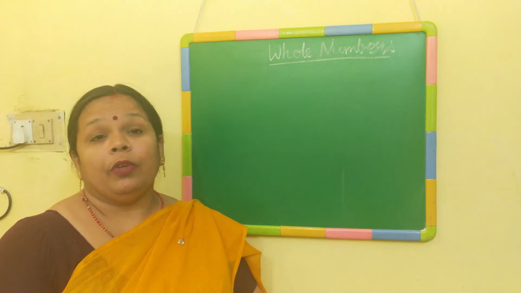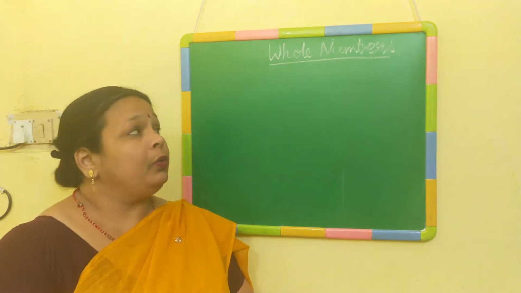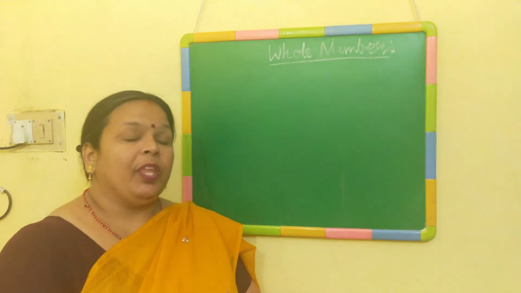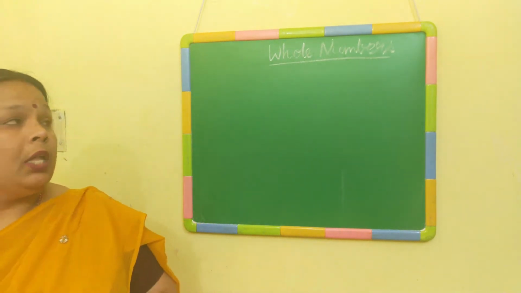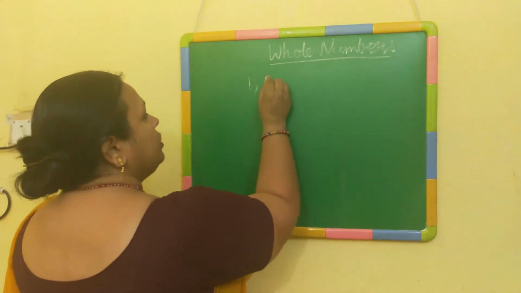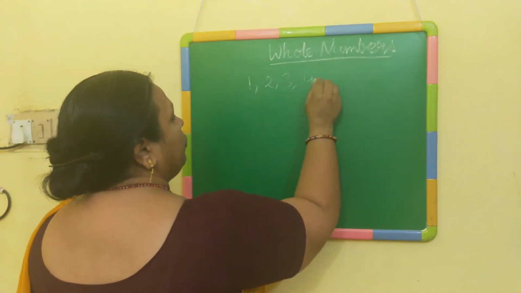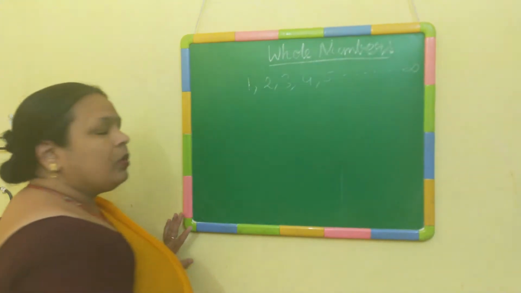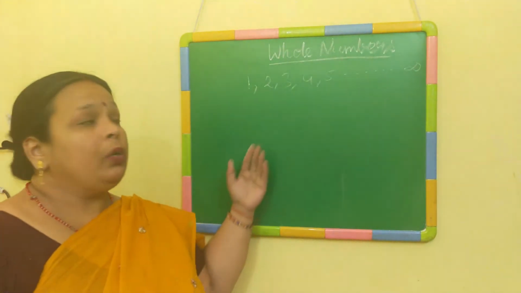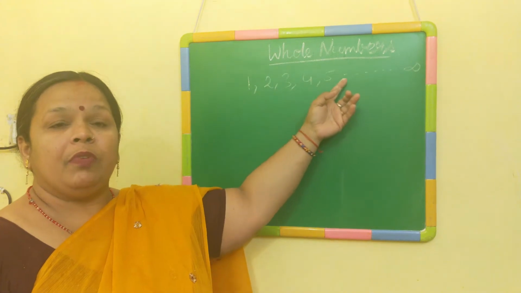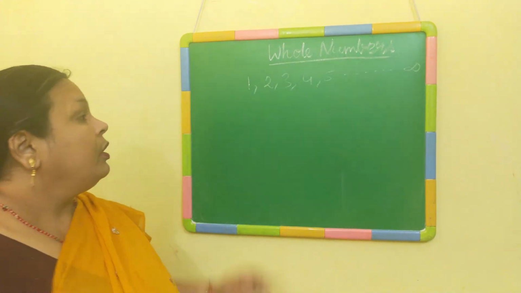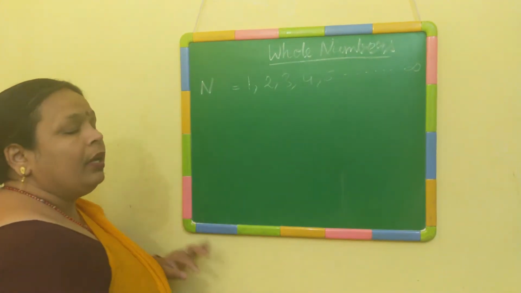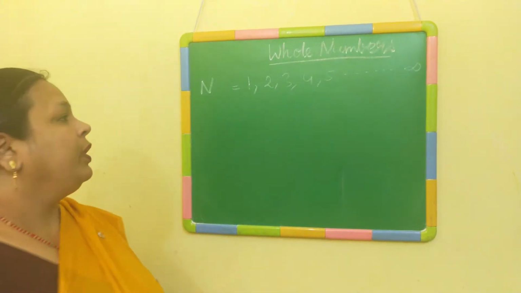Now today we'll be discussing a new topic called whole numbers. Now what are whole numbers? When we talk of numbers, the numbers begin with 1, 2, 3, 4, 5 and this counting keeps on continuing, because we can add 1 to a number in the series and we will get the next number. So the collection of these numbers is called natural numbers and is represented by N.